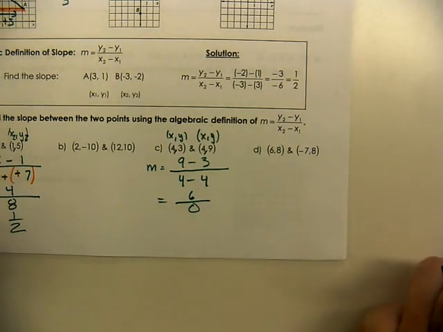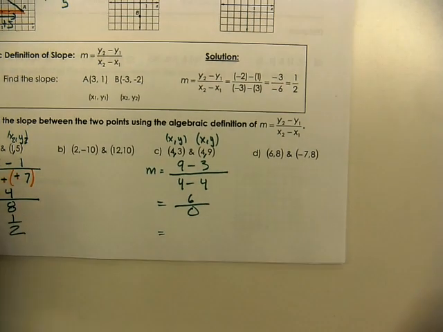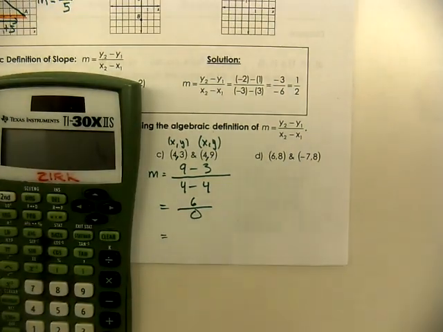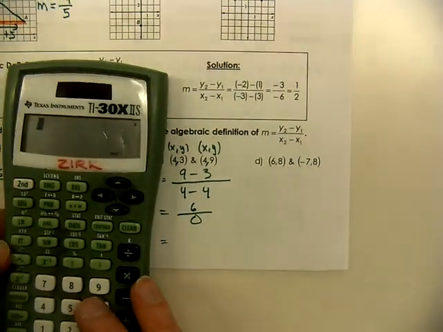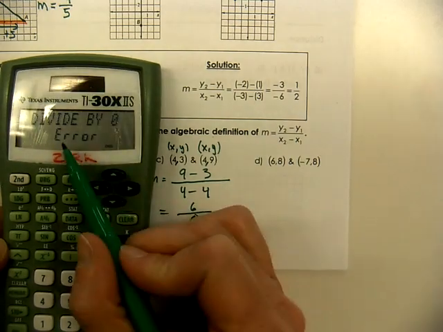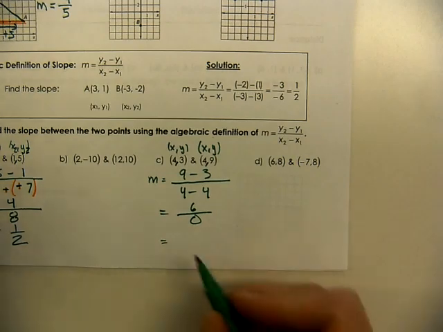And so we have to be careful trying to remember whether this is going to give us an answer of 0 or an answer of undefined. Now the nice thing is you can just type this in your calculator and see what it gives you. If I were to take that 6 and divide it by 0, notice that what it gives us is an error message, and that means you don't get a number. You don't get a 0 as an answer.